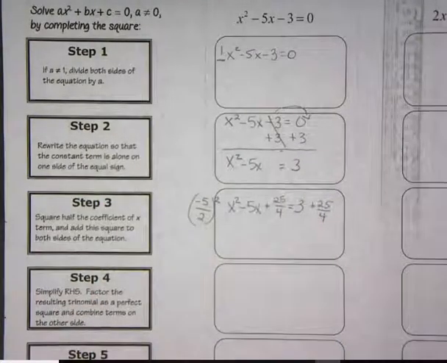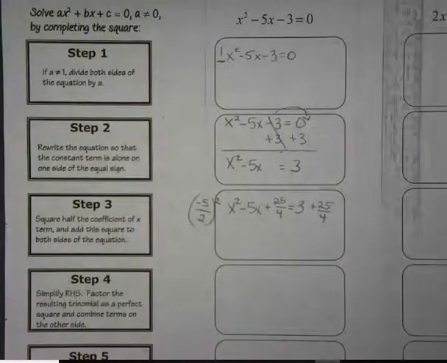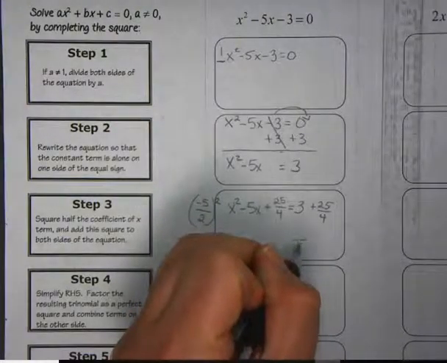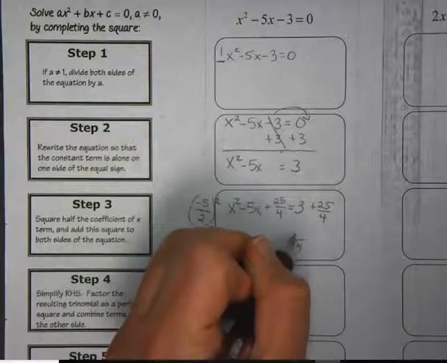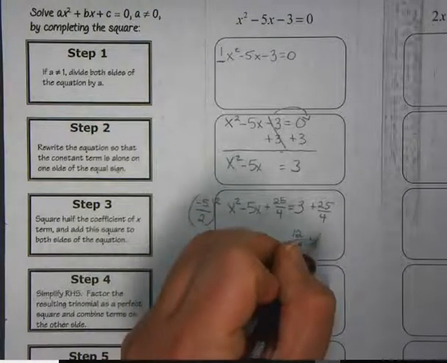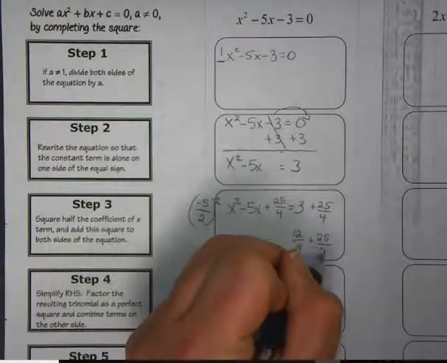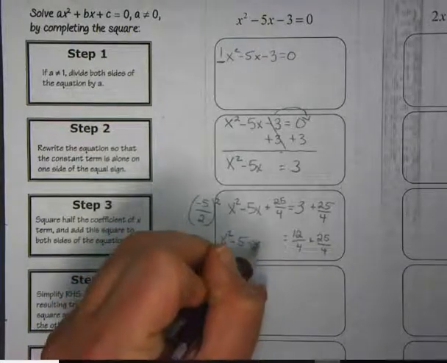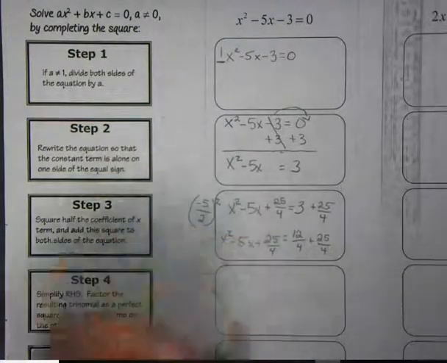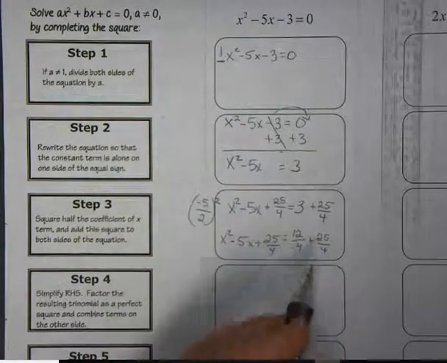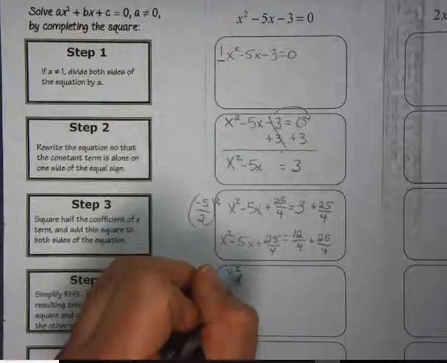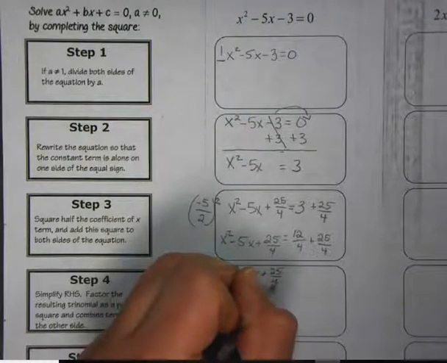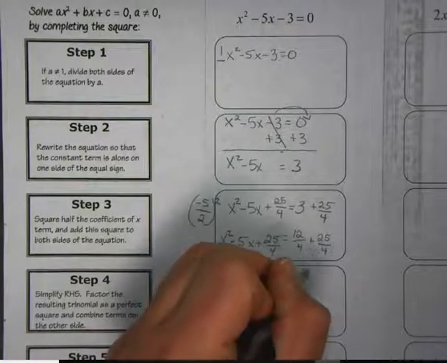Now we can't just add 25 over 4 and 3. We do need to have a common denominator. So if I want to put 3 over 4, I'm going to have to multiply my numerator by 4 as well. So I'm going to have 12 over 4 plus 25 over 4. And the other side is going to stay the same: x squared minus 5x plus 25 over 4. So 12 plus 25 is 37. So the equation we're going to move on to is x squared minus 5x plus 25 over 4 is equal to 37 over 4.